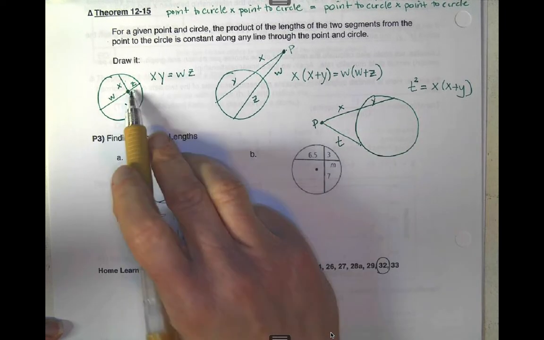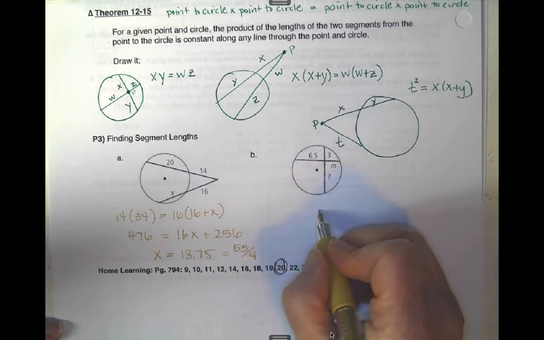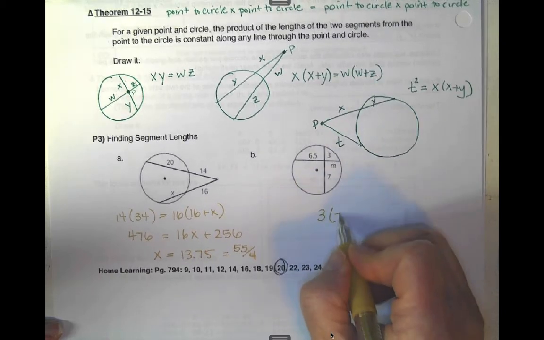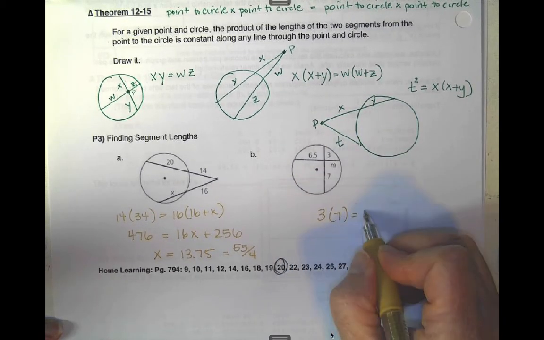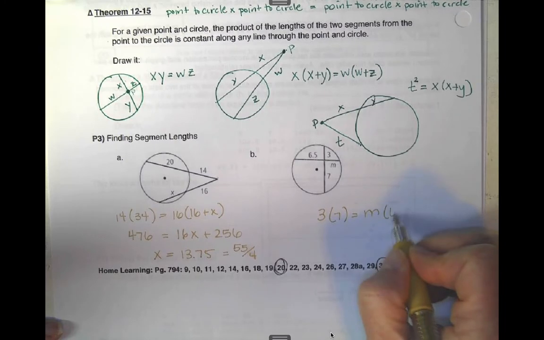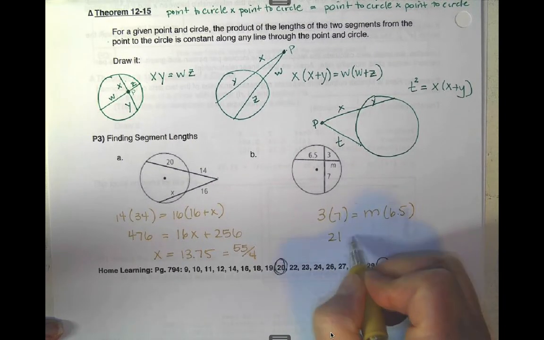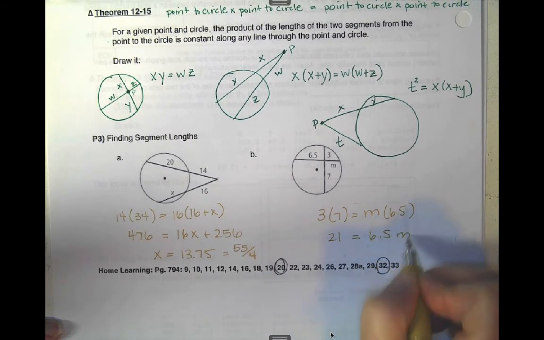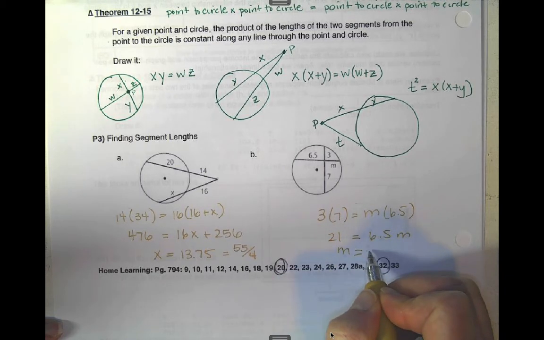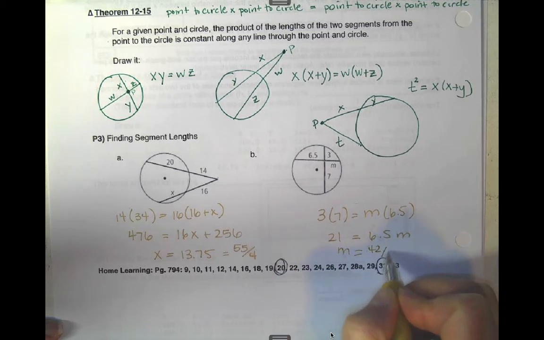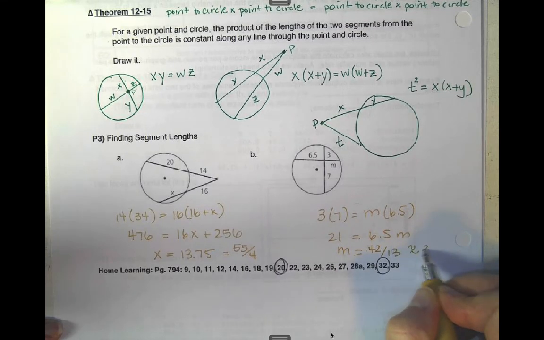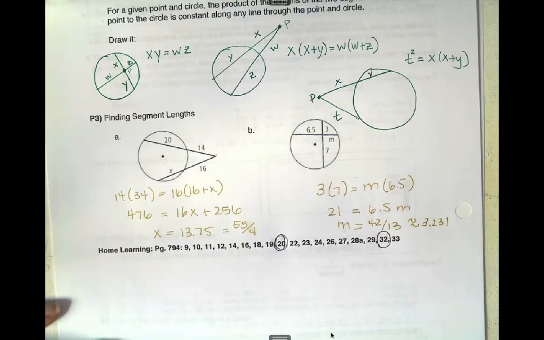This one looks like this scenario, so point to circle times point to circle is equal to point to circle times point to circle. This one right here, it's like 42 over 13, which is approximately 3.2131. All right.